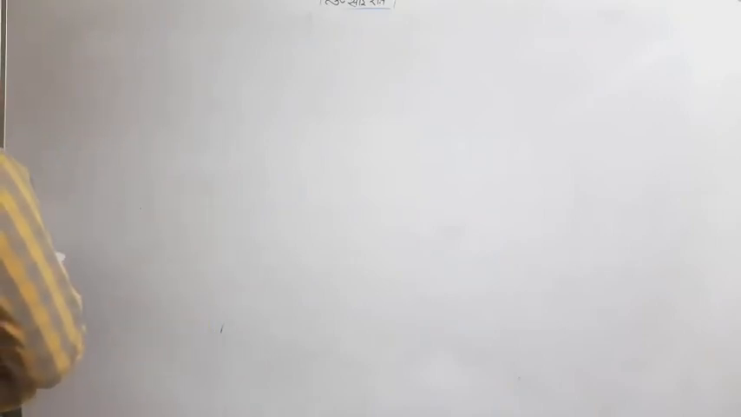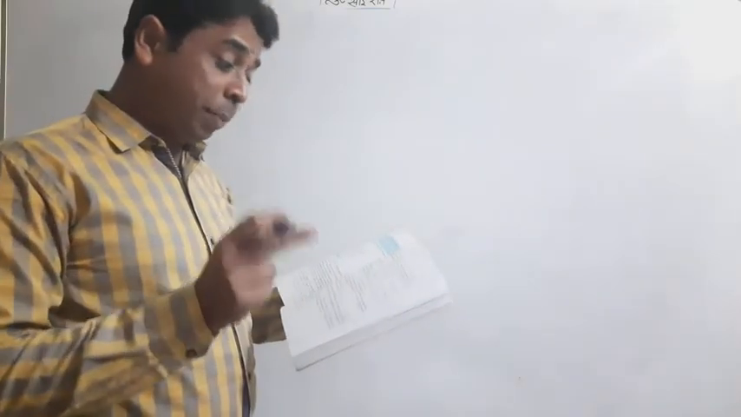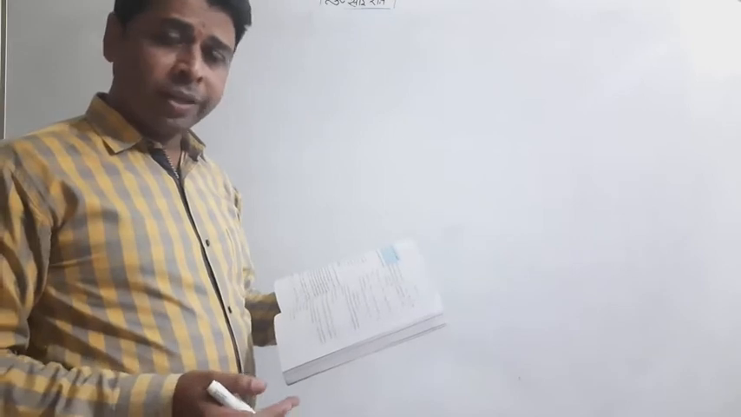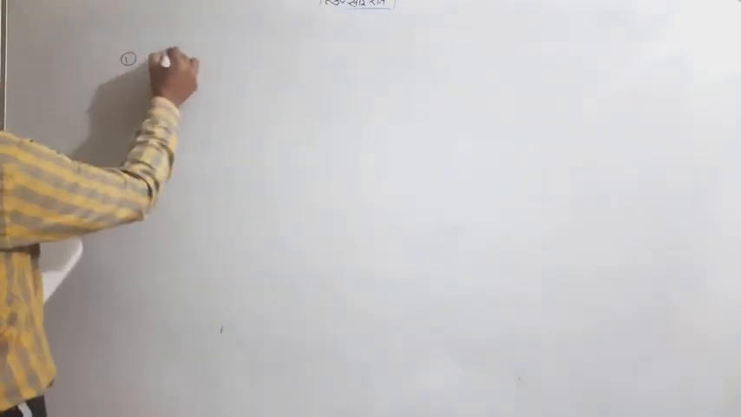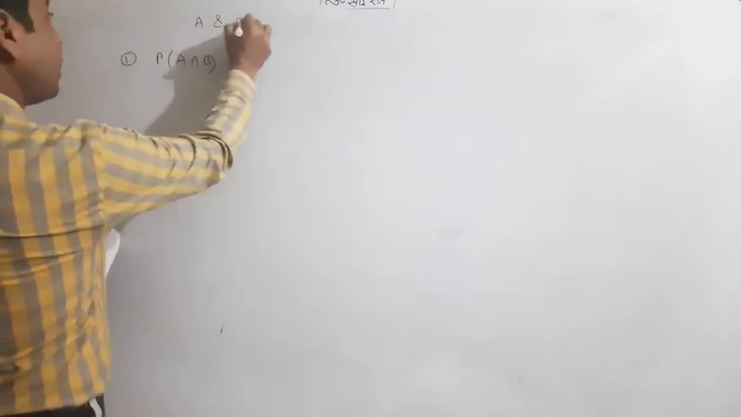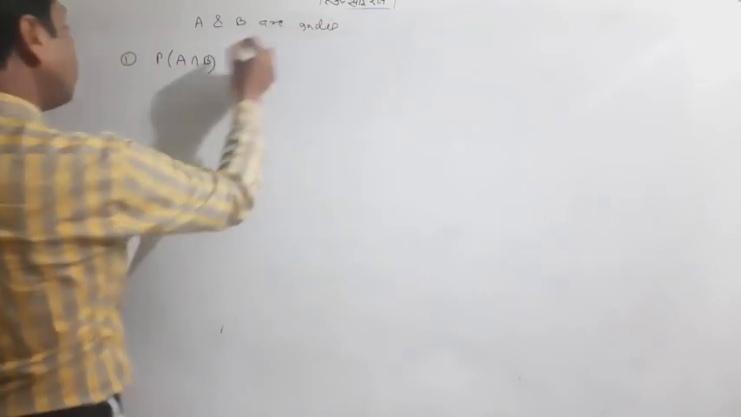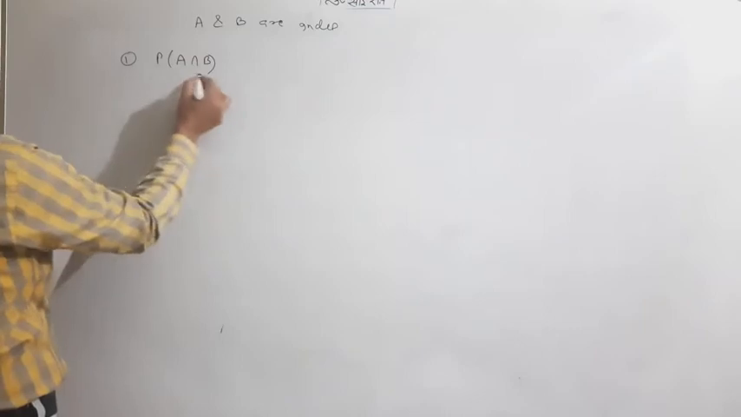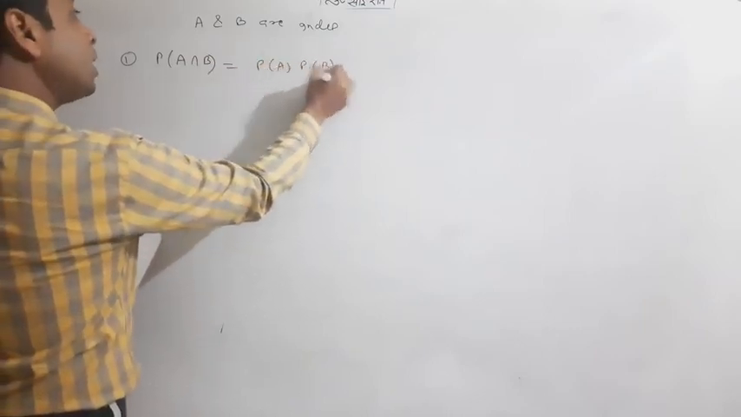The next question is question number 11, which is looking very easy. One can easily understand when A and B are independent events. So I don't think it's a tough task. When A and B are independent, one should know that the first question asks P of A intersection B, which can be written as P of A into P of B, because A and B are independent.